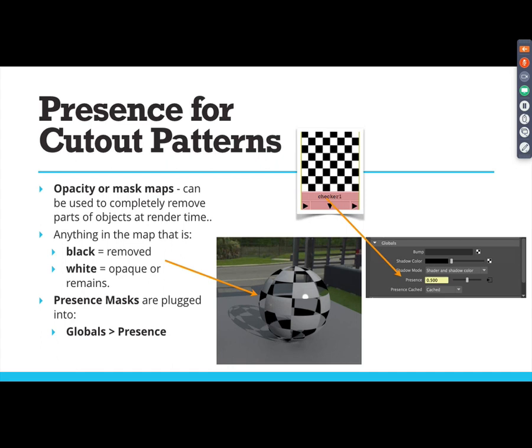So global section, it's down 4 under the bump, actually 3 under the bump, but it's the fourth one down in global. And it is expecting scalar information, just black and white.